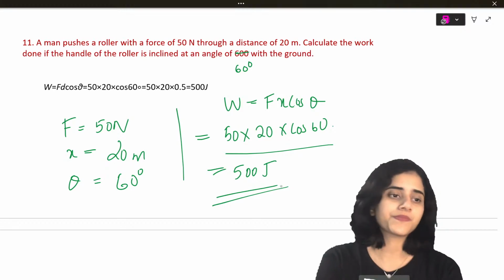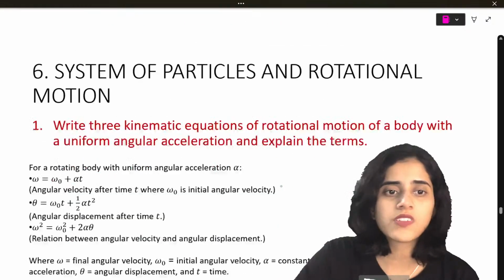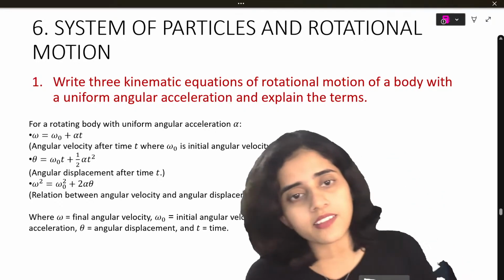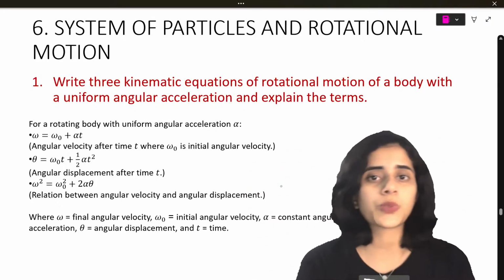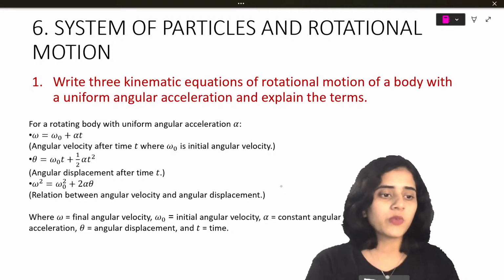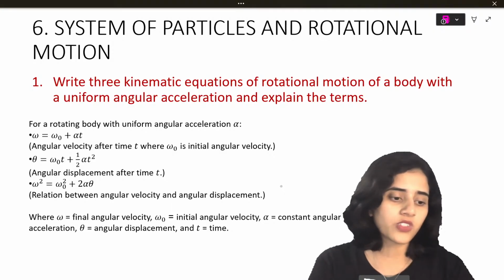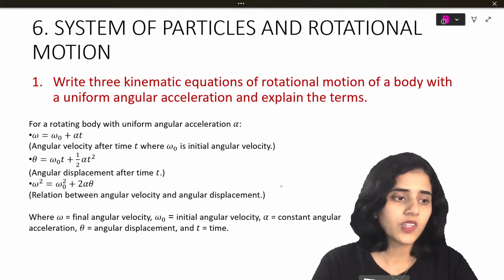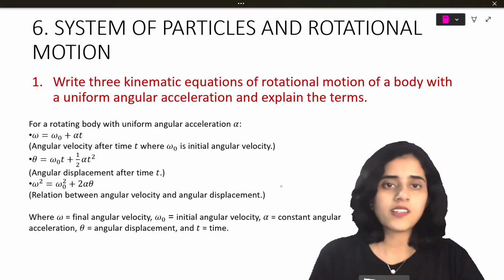Okay. We just have 2 more chapters. System of particles and gravitation. 2 more chapters, and we are done with all the 3 markers of this chapter. Okay. Next question.